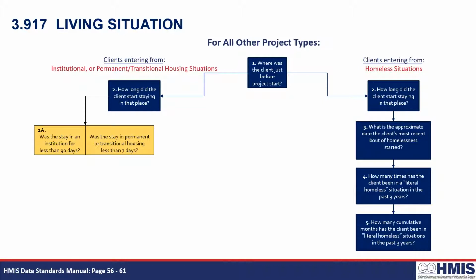Now these numbers are important because HUD views a stay in an institution of more than 90 days as a break in homelessness, the same way they view a stay in permanent or transitional housing that's more than 7 days as a break in homelessness. So if no, meaning the client did not stay less than 90 days, so they stayed more, or they did not stay less than 7 days in permanent or transitional housing, they stayed more, we stop asking questions because that's the workflow that HUD and the federal partners require us to collect information about.